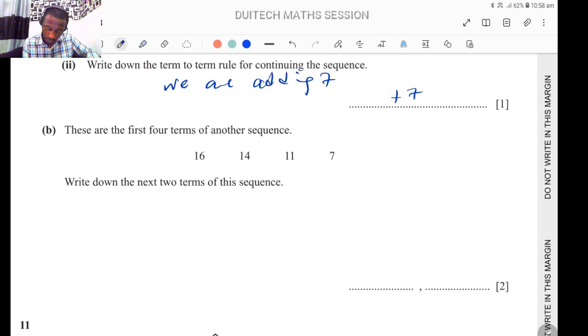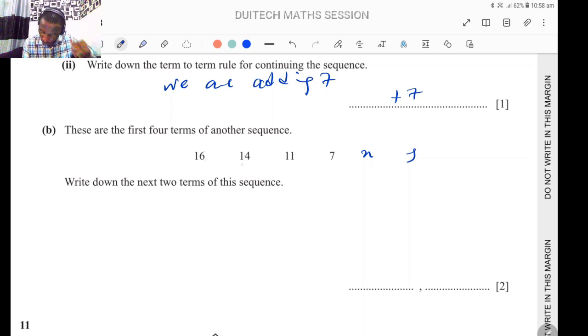Number 10b says these are the first 4 terms of another sequence. Let's first of all find the difference, because we're looking for the next 2 terms. Let x and y represent the next 2 terms. We find the difference first to know what is being added to obtain the value. So 16 minus 14 is 2.